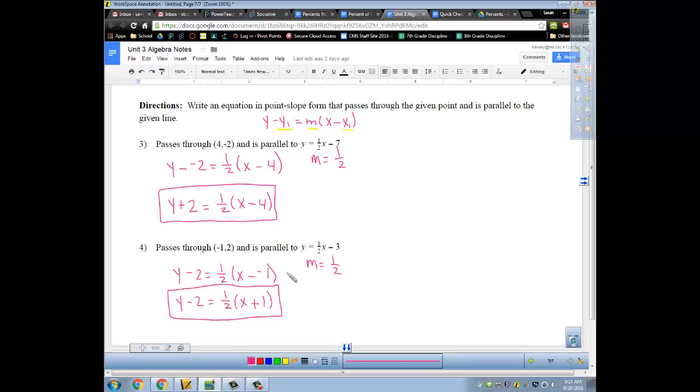I believe on your homework it's all in slope intercept, so it's just like the first two questions. If you have any questions, please let me know.